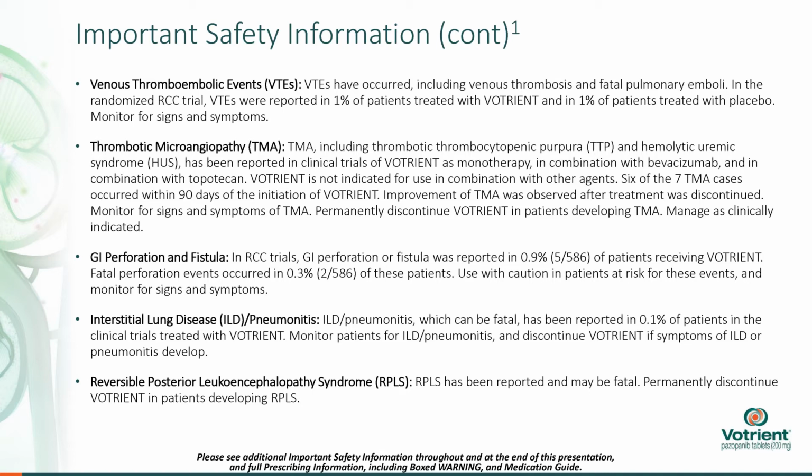GI perforation and fistula. In RCC trials, GI perforation or fistula was reported in 0.9% of patients receiving Votrient. Fatal perforation events occurred in 0.3% of these patients. Use with caution in patients at risk for these events and monitor for signs and symptoms. Interstitial lung disease, ILD, or pneumonitis. ILD or pneumonitis, which can be fatal, has been reported in 0.1% of patients in the clinical trials treated with Votrient. Monitor patients for ILD or pneumonitis and discontinue Votrient if symptoms of ILD or pneumonitis develop.